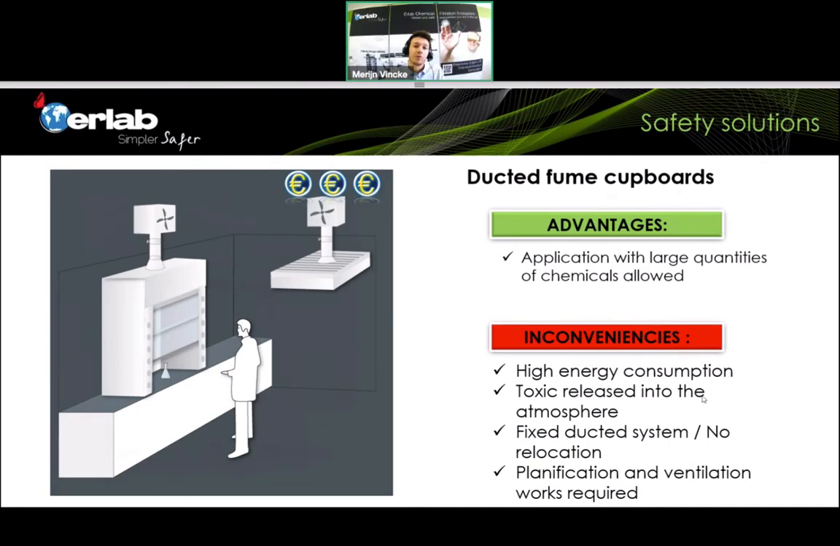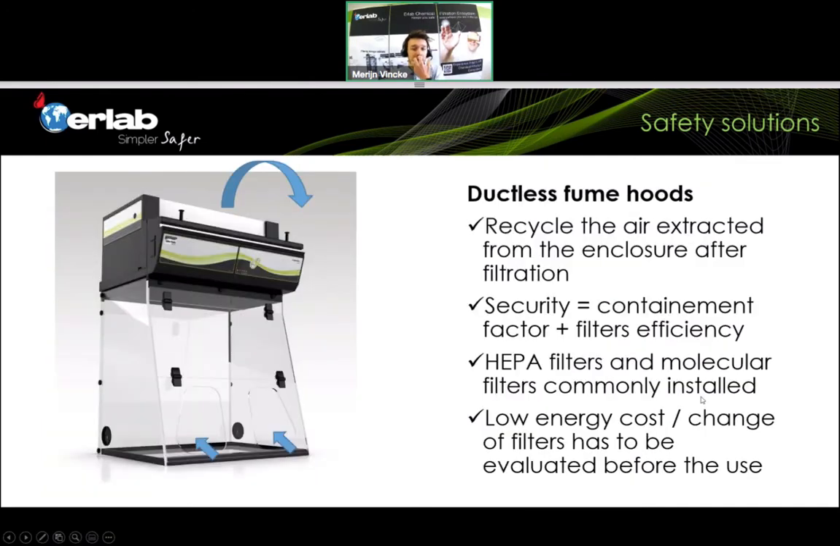The other solution, one of the safety solutions that we saw in the list in order to prevent people from being exposed to hazardous chemicals, is a ductless fume hood. And a ductless fume hood works in a different way. A ductless fume hood is an independent system that you can place on, for example, your lab table, and it will recycle the air. It will not consume any air compared to a ducted fume hood.